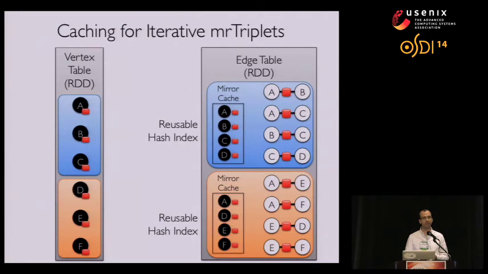Okay, so we have this mirror cache. And now, given this mirror cache, that's a hash index of these vertex properties, we can execute these MapReduce triplets operators by scanning the edge table and probing this local cache. So we have a very efficient way of representing the vertices. We're not duplicating them for each of the edges in the triplet. Okay, so we have this reusable hash.